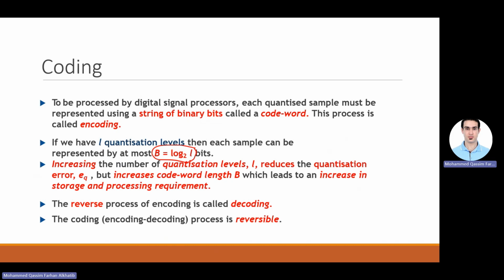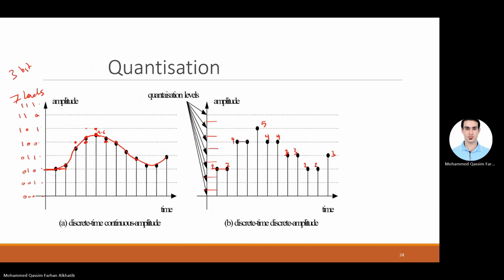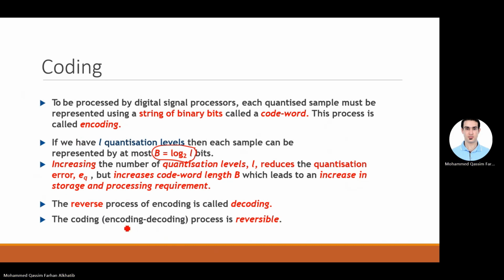Now, the reverse process of encoding is called decoding. What they mean is, now I have these values as numbers from the encoding part. Then I have the decoding. I can go backwards to here, which is kind of straightforward. The encoding and decoding process is reversible.